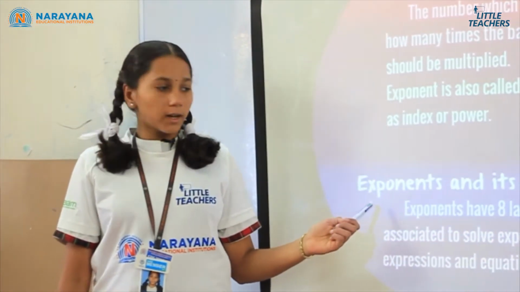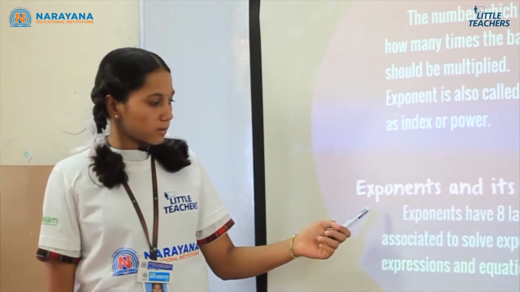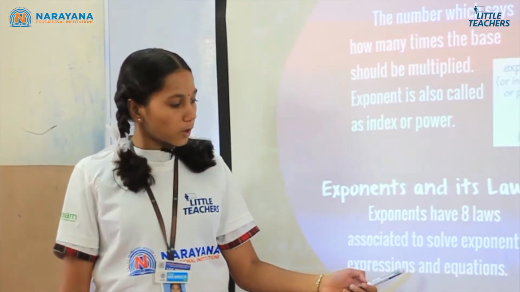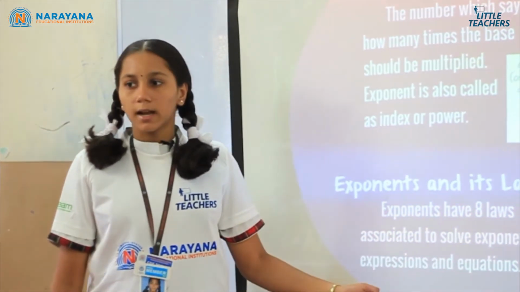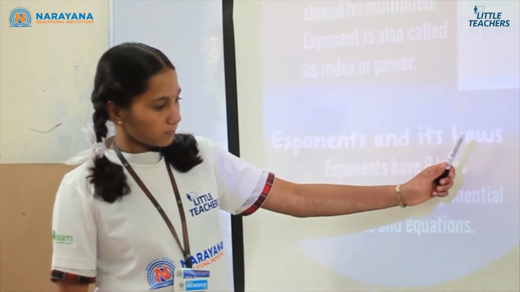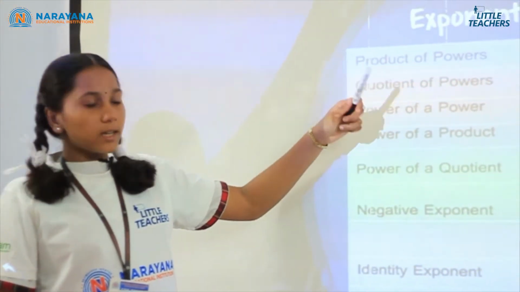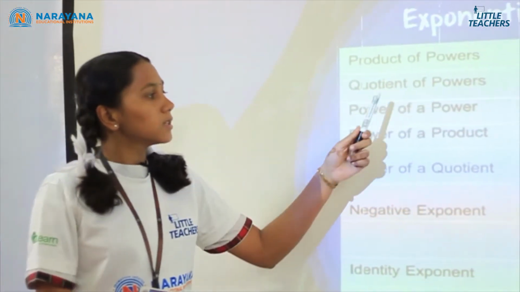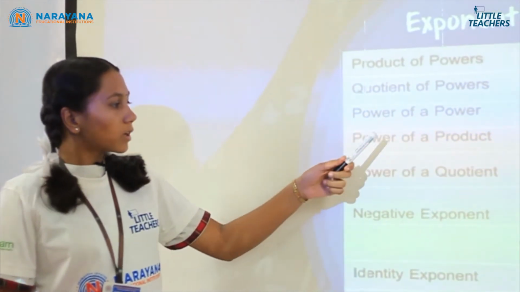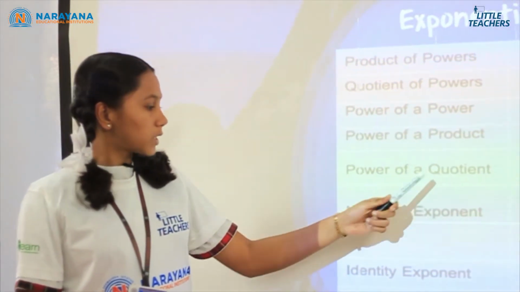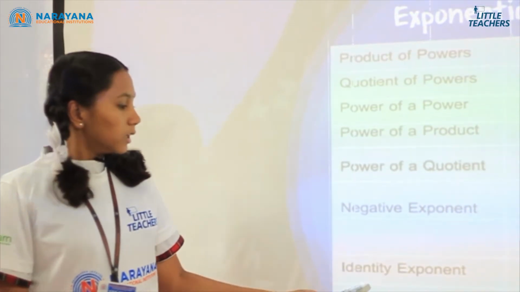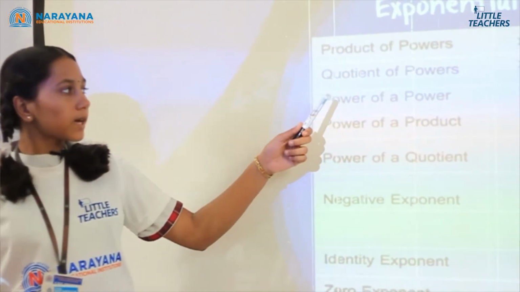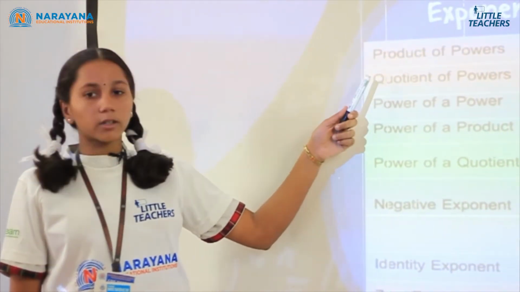Now we are going to learn about exponents and their laws. Exponents have 8 laws associated to solve exponential expressions and equations. The exponential laws are product of powers, quotient of powers, power of a power, power of a product, power of a quotient, negative exponent, identity exponent and zero exponent. Today we are going to learn about quotient of powers.